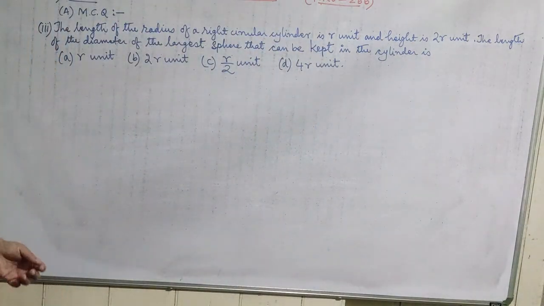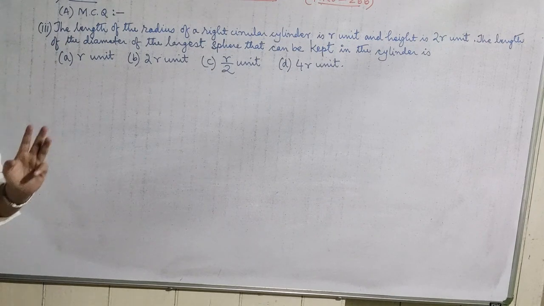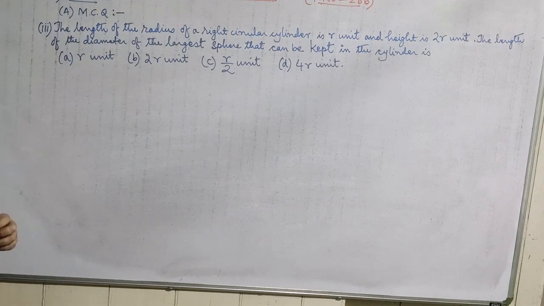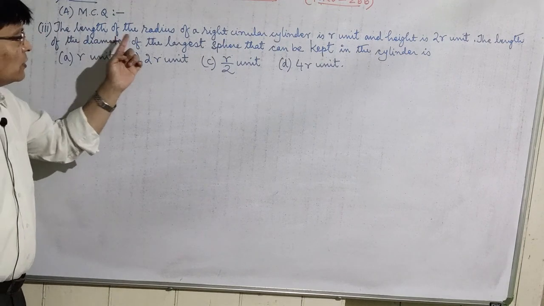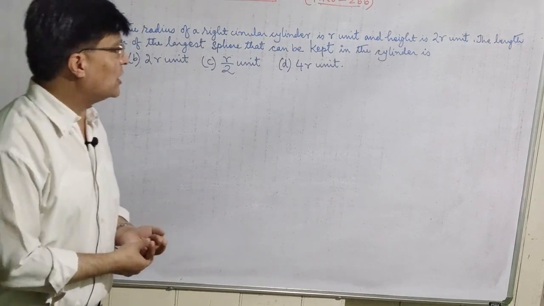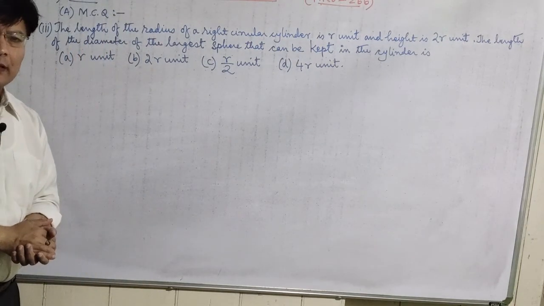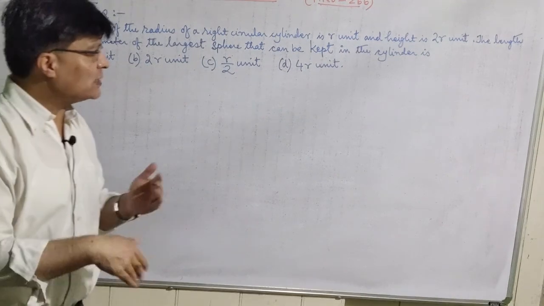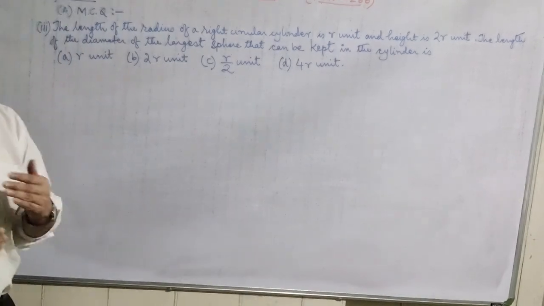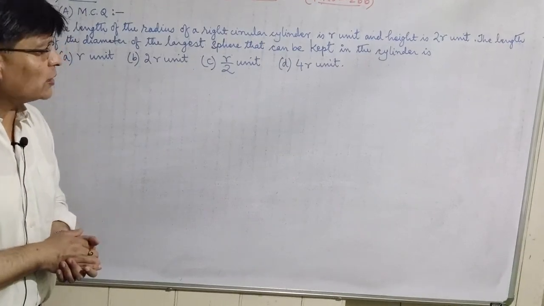So now we'll do the next question, that is 17A number 3. This is also multiple choice question type. Question number 3 is, the length of the radius of a right circular cylinder is r unit and its height is 2r unit. That is, height is double of radius, that is 2r unit.